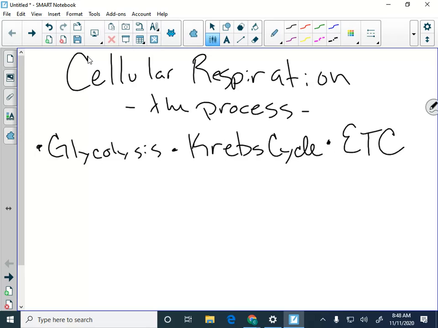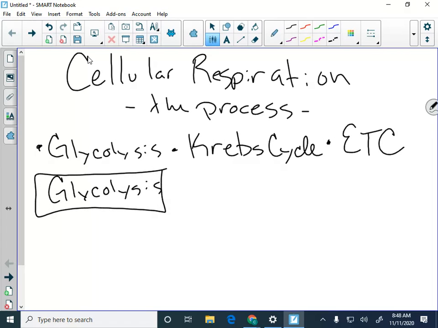I'll draw it out, give you a little bit more detail, and it'll be a fun time. So we're going to start with glycolysis. Glycolysis is one of those words where if you know the roots and the prefixes and the suffixes, it will tell you exactly what it means. Glycolysis, or glyco and lysis. Glyco means sugar, lysis means to break. So this is just breaking down sugars.